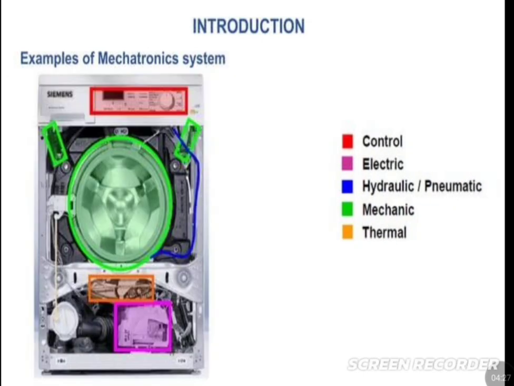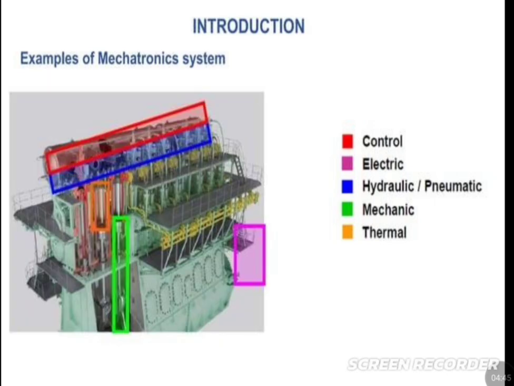Similarly, these are all the systems which are used in the washing machine. Control systems and electronic systems, hydraulics and pneumatic systems, mechanics and thermal are carried out in these washing machine circuits. And also the engine assembly, the main engine systems are handled this way nowadays. Many of the components have been electronified using mechatronic systems in the engine management systems. These are all the introduction for the mechatronic systems for Unit 1.